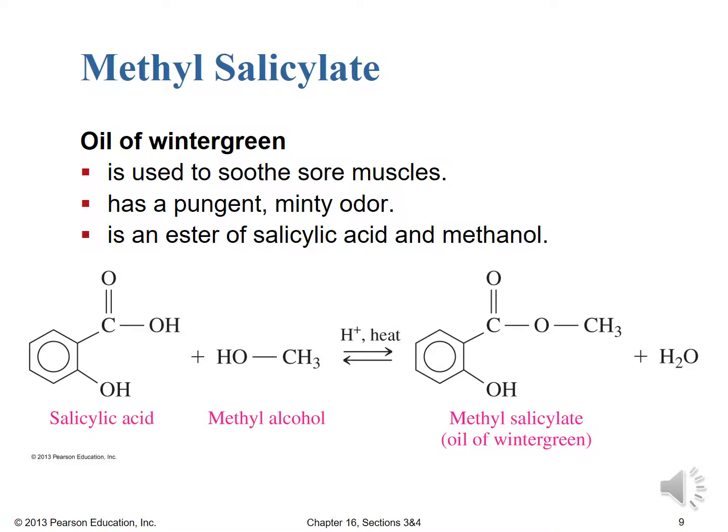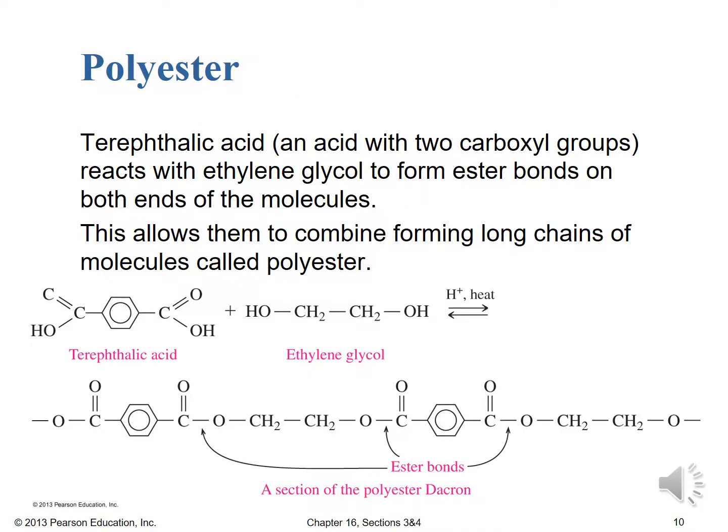In this case, we're taking that salicylic acid, reacting with methyl alcohol and eliminating a water in the presence of the acid catalyst and heat to make the methyl salicylate, the oil of wintergreen. Now, in addition to our simple esters, we can also make polyesters. So polyester would be a polymer chain formed by ester linkages. So terephthalic acid, which is an acid with two carboxyl groups, reacts with ethylene glycol to form ester bonds on both ends of the molecule.